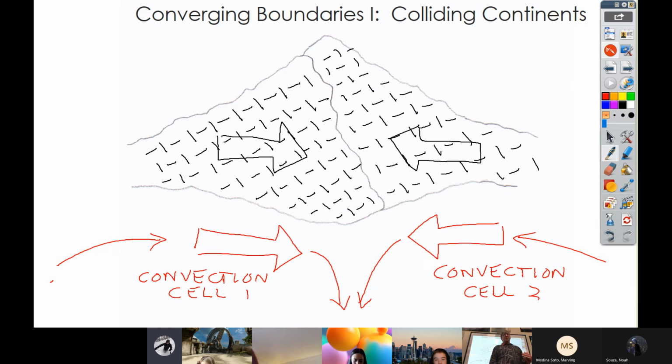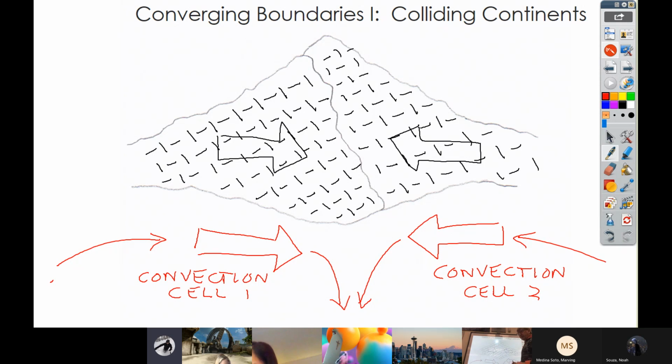Imagine taking two pieces of carpet or two towels on a smooth floor and sliding them together. Wouldn't they crumple up where they collided? And that's the same thing that's happened here. You can see that where they meet, it's much thicker than off to the sides. So this is the thickest place of the crust, would be underneath one of these mountain ranges.